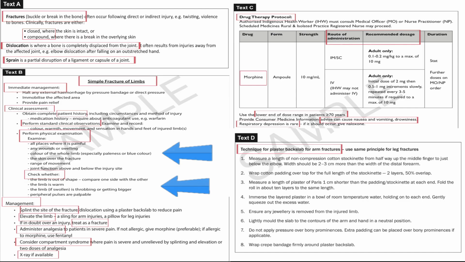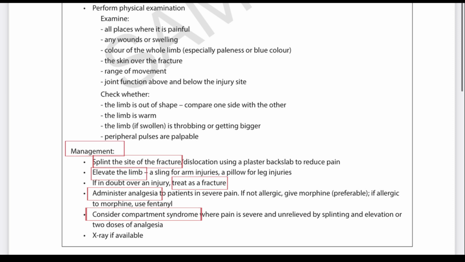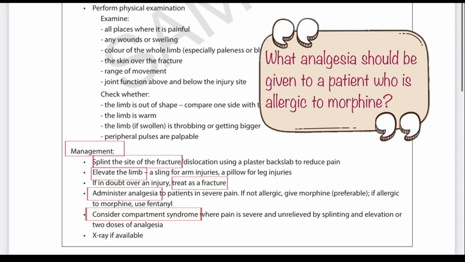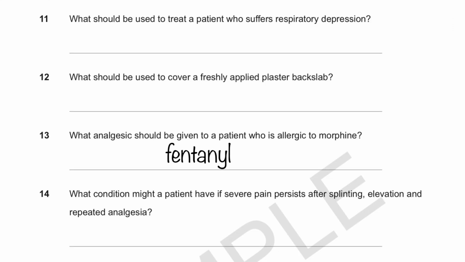So now we think, where else can we find the answer? Looking at the keywords that we found, we could go to text B because the management of simple fractures is there, and giving morphine is a kind of management. So the question is, what analgesia should be given to a patient who is allergic to morphine? And now we scan for its answer. Management, splint the site of the fracture, elevate the limb, administer analgesia to patients in severe pain. If not allergic, give morphine. If allergic to morphine, use fentanyl. So the answer is fentanyl.